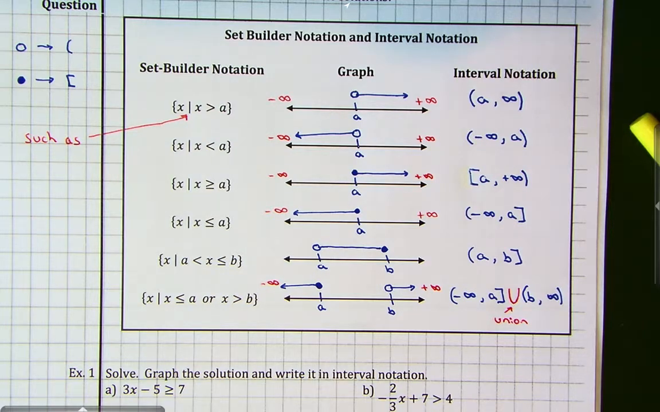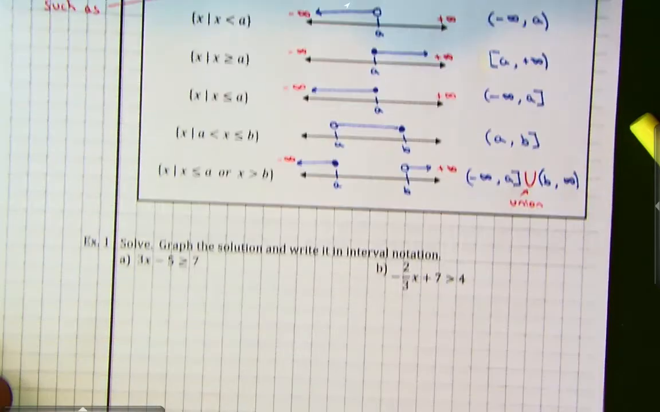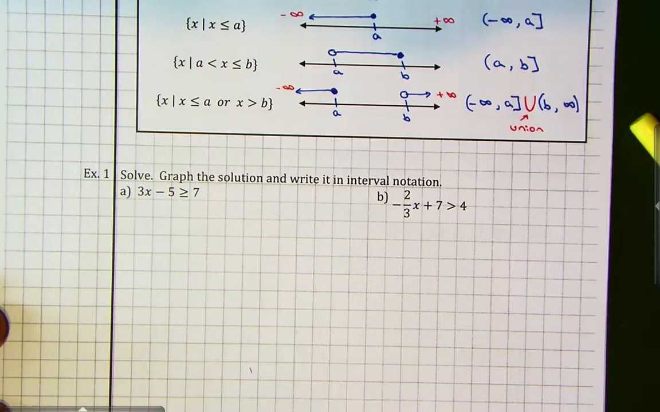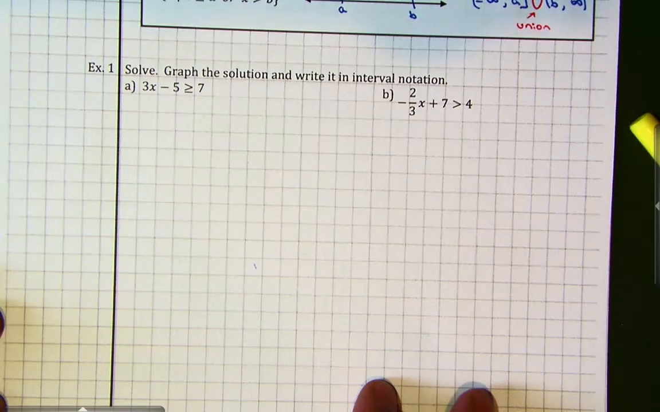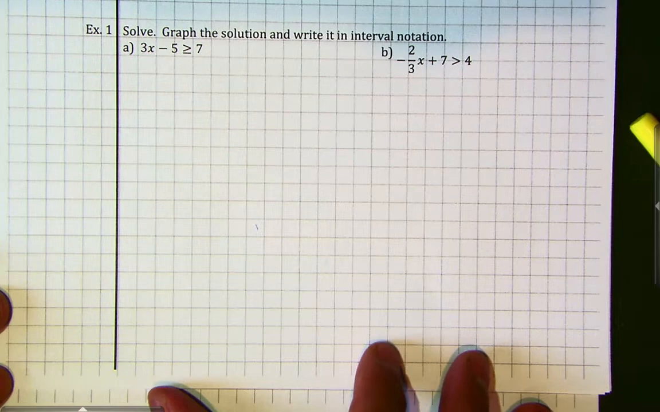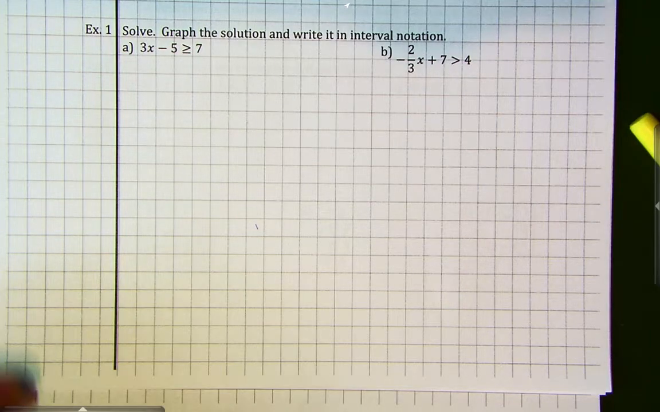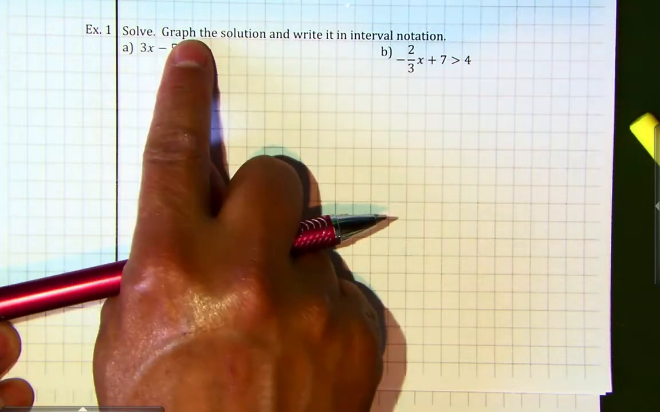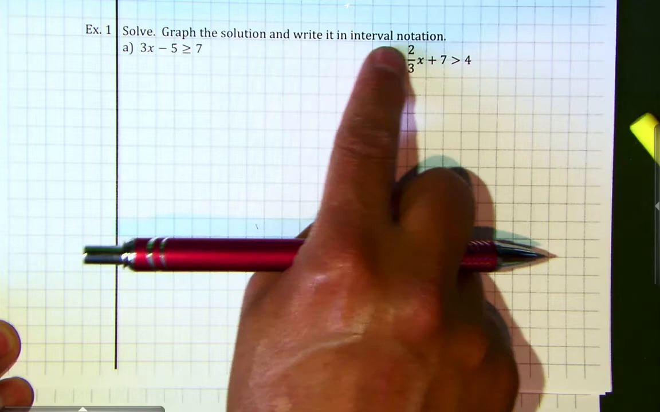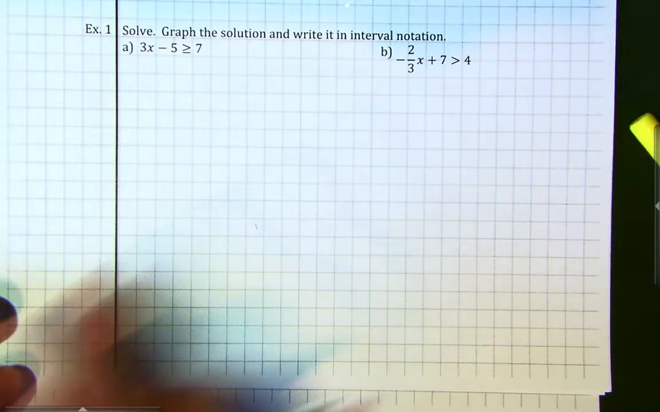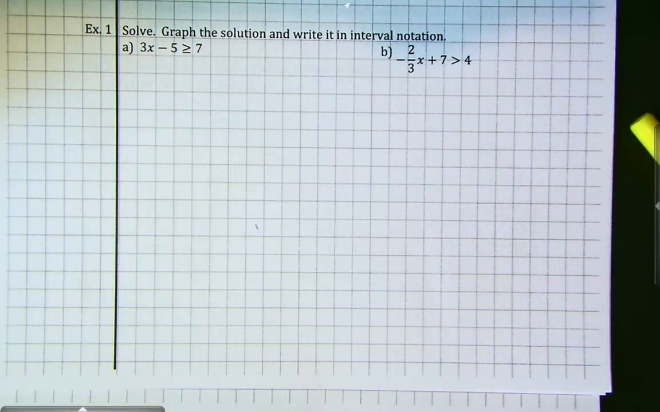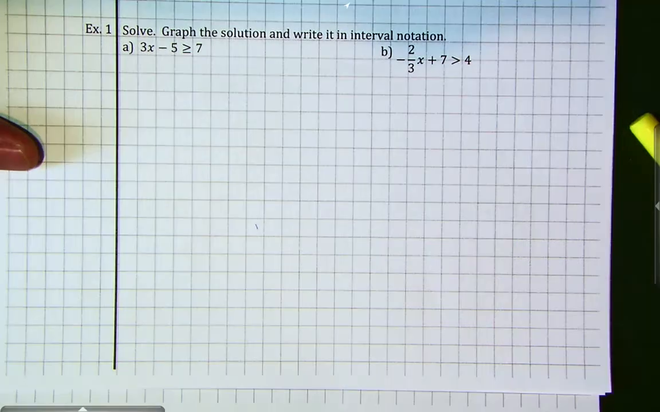So now let's go through example number one. We are going to start solving simple inequalities. Go and copy it down, and we'll start once you're ready. Go and pause it. Solve. Then graph the solution and write in interval notation. So first we're going to solve it, and these are simple inequalities that you guys have seen since Algebra 1.